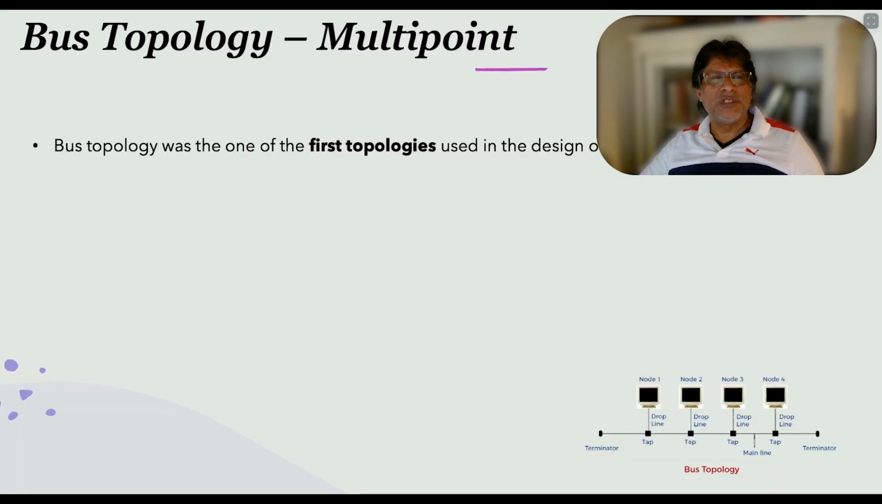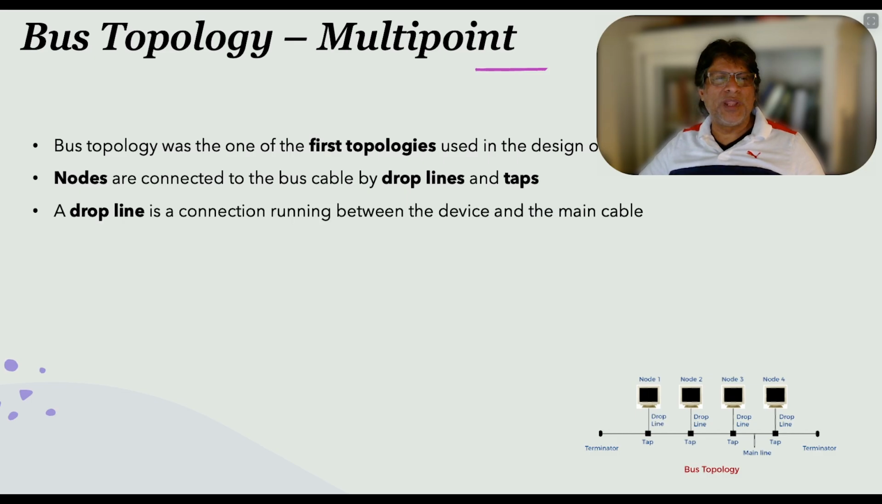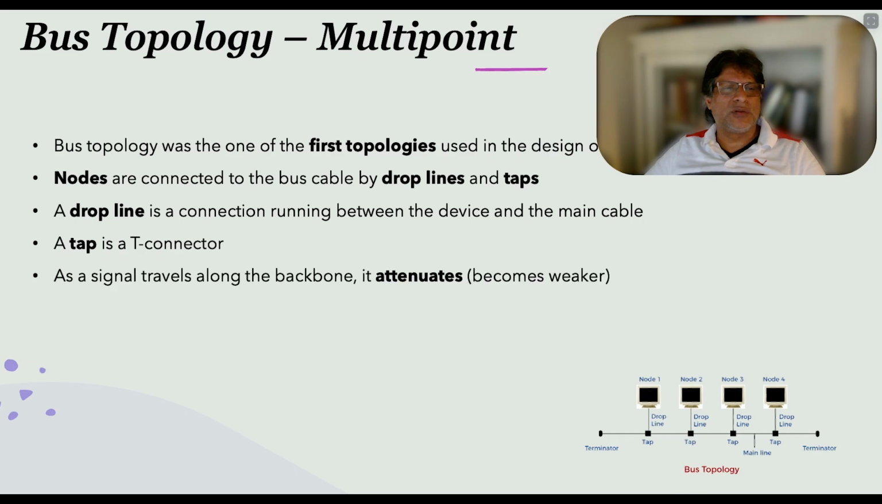So the bus topology, as I mentioned, was one of the first topologies used in the design for early LANs, or early local area networks. The nodes are connected to the bus by drop lines and taps, right? A drop line is a connection running between the device and the main cable. And the tap is the T connector. As I mentioned, it is a T. Literally, it looks like a T to connect the coax cables together.